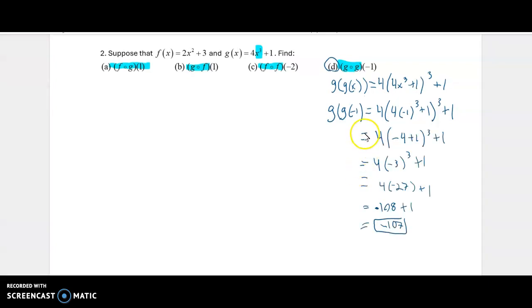And we can simplify that. You can see here that what's in the parentheses equals negative 3. I cube that and get negative 27, and my final result is negative 107. Alternately, we could have found this answer by finding g of negative 1, which is 4 times negative 1 cubed plus 1, and that would be negative 3. And then when I find g of negative 3, I get 4 times negative 3 to the third plus 1, and that gives me my negative 107.